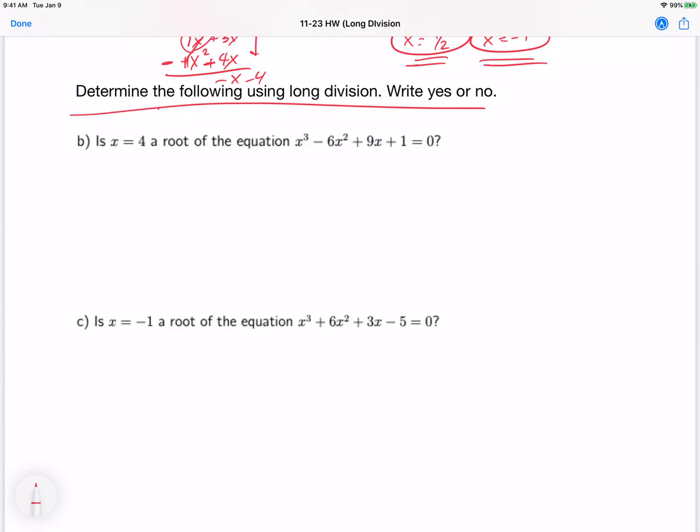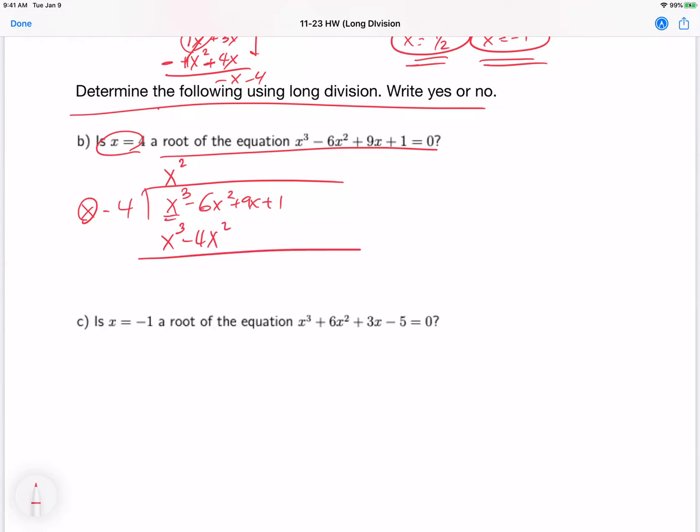All right, these two questions: determine using long division, yes or no. Is x equals 4 a root of this equation? So once again, I'm going to write this. What I'm going to do is write how many times x can fit in x cubed, so x squared times. And then you're going to subtract, again, this is minus 2x. And then when you subtract these, make sure you flip the sign, 17x plus 1, so plus 17.